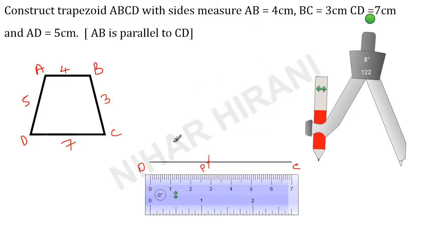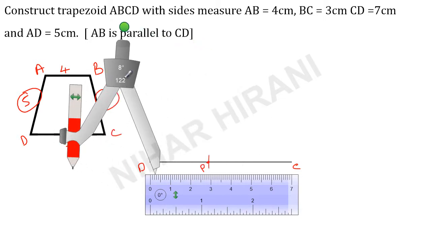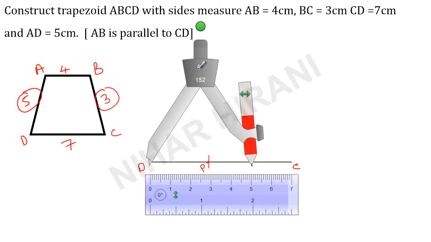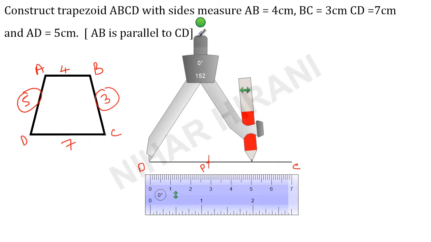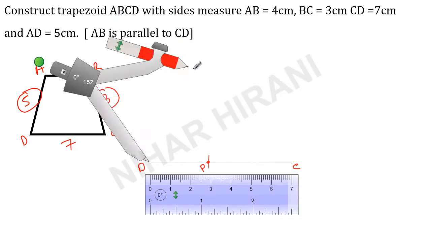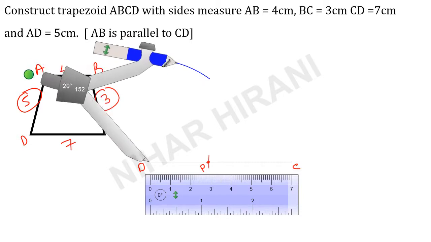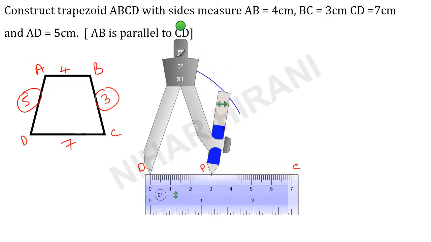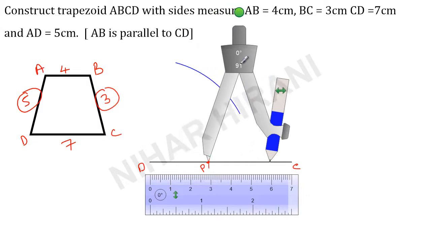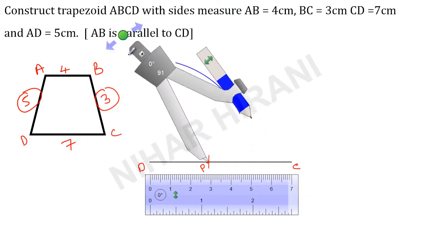Now how much is the measurement for AD? That is 5, and how much for BC? That's 3. So I need to take these measurements turn by turn. First of all, I will take 5 and I will make one arc something like this. Let me arrange my compass perfectly so that I can get a perfect construction. So this is my arc, and now I will take measurement 3 and I will put it on P, and I will again make one more arc like this.